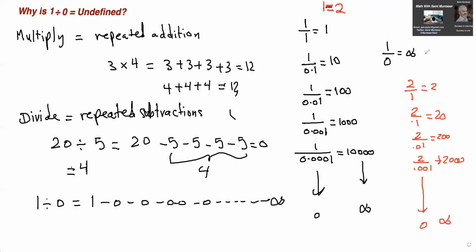So can we say also 2 over 0 equals infinity? Yes, based on this, we could say 2 over 0 equals infinity. So now can we say 1 equals 2 based on that? Because if 1 over 0 equals infinity and 2 over 0 equals infinity, then we could maybe conclude that 1 equals 2. So what I'm going to do, I'm going to show you something else.